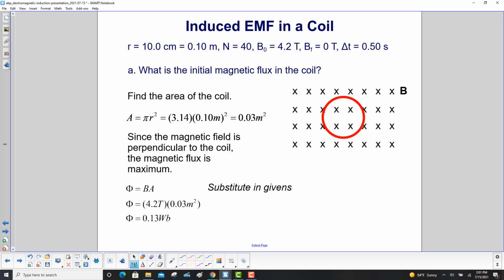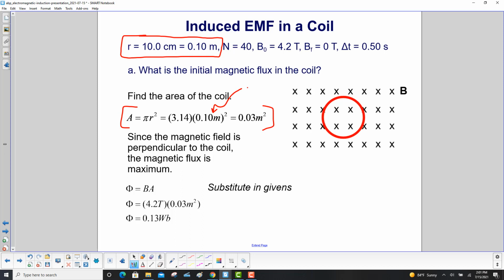Start by listing the givens. And the first thing we do here is convert centimeters to meters. And we need to find the initial magnetic flux. Well, let's find the area of the coil. We're given the radius, so the area is pi r squared. Here's our r in meters, and we get 0.03 square meters.